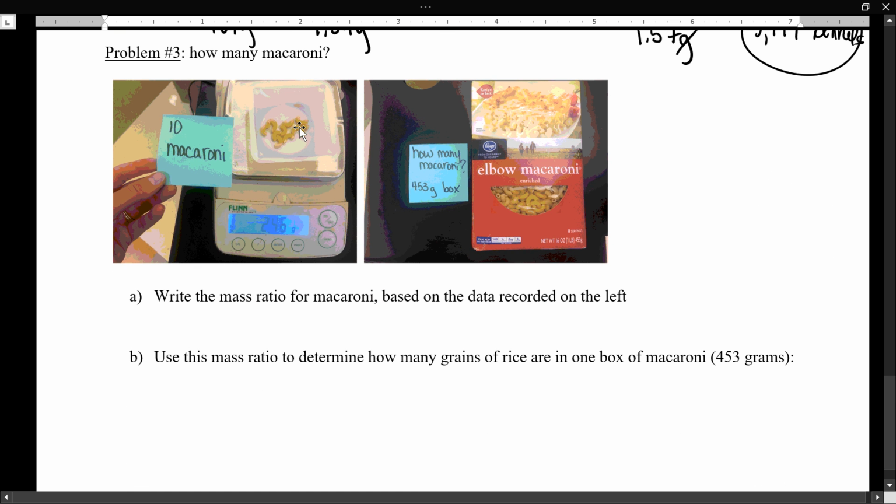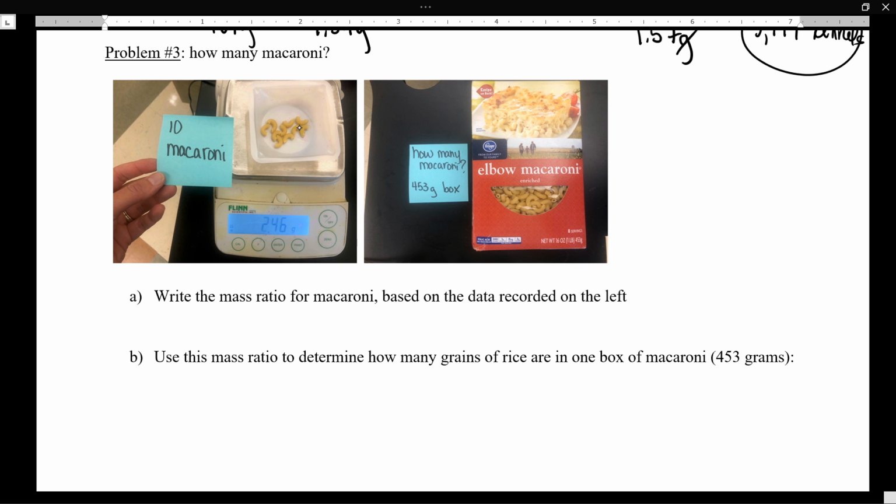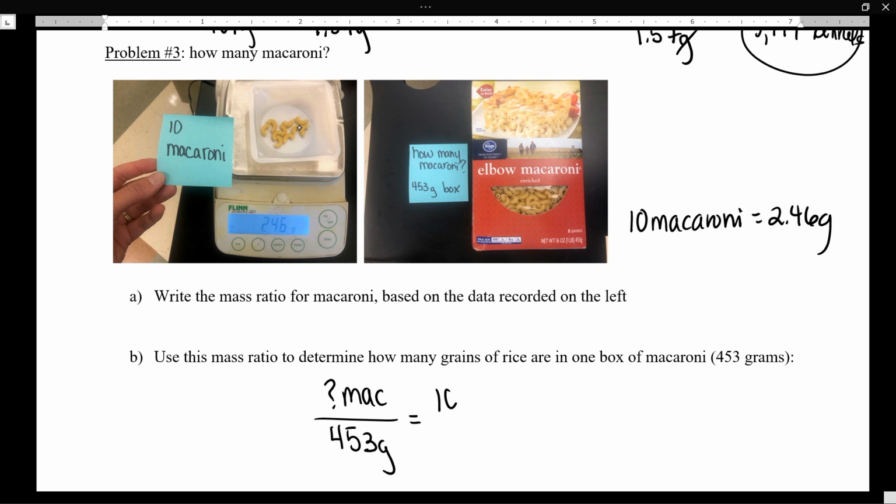Let's look over one more. So again, this time we're looking at macaroni. I don't know how many macaroni are in this box of macaroni. Macaroni is sold in a 1-pound box, it looks like, so that's 453 grams. And we know that 10 macaroni weigh 2.46 grams. So I'm going to do a quicker setup here. I want to figure out how much macaroni is in a 453 gram box. I know that there's 10 macaroni per every 2.46 grams.